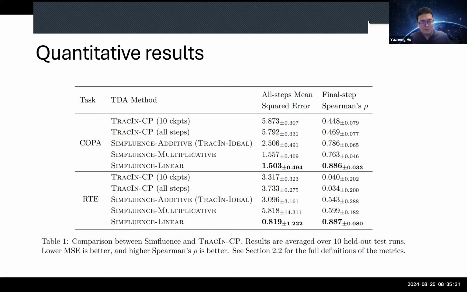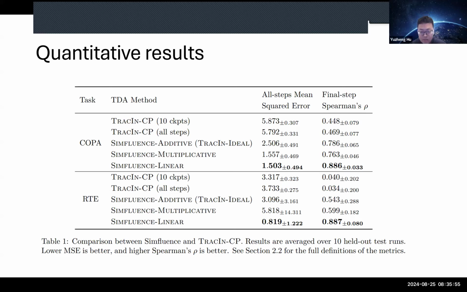Okay, so we have some quantitative results. The methods we consider here are tracking variance, and also Simfluence linear and Simfluence multiplicative. And as we have explained just now, you can just interpret tracking ideal as Simfluence additive. This is how we use tracking ideal as a simulator.